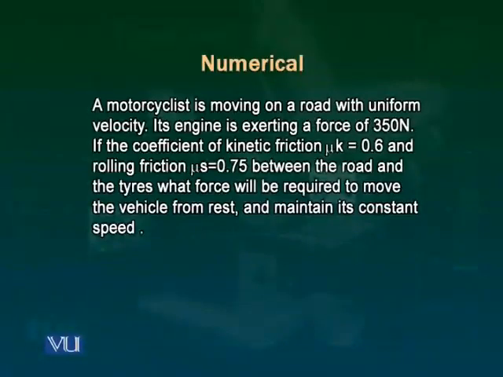Let us look at a practical example of friction. Let's look at a numerical where you have a motorcyclist moving on a uniform road with a certain velocity. The engine is providing a certain amount of force, in our case 350 newtons, and the coefficient of friction is 0.6. Because it is a constant, it has no units attached to it, and the rolling friction is 0.75. So let us see what is going to be the amount of friction on the motorcycle.